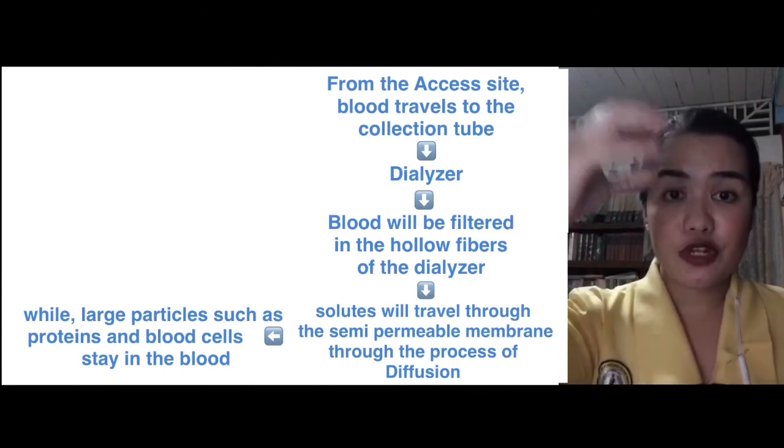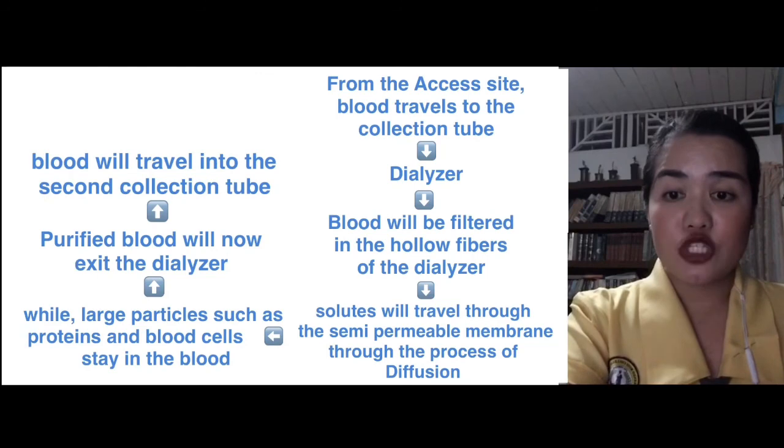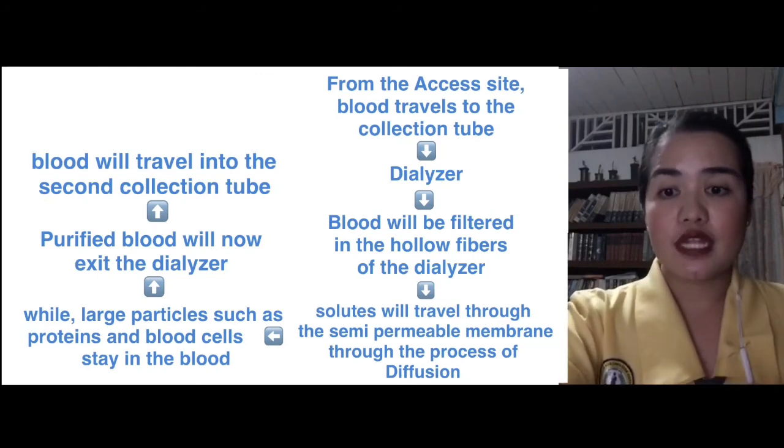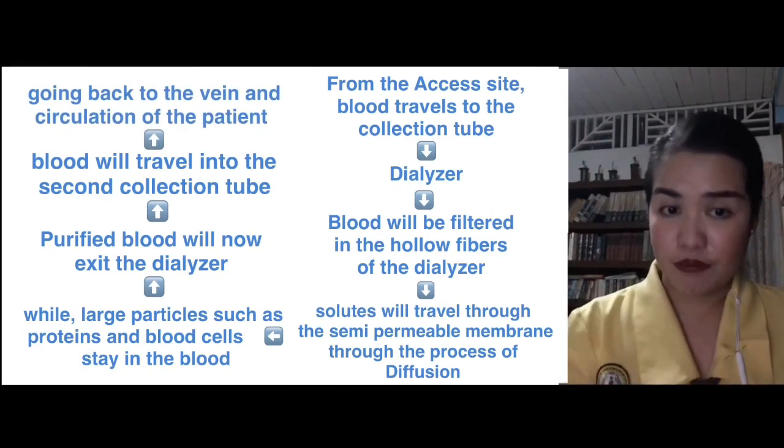So it is now purified. Once it is purified, it will now travel to the collection tube, second collection tube, then travel to the vein of the patient, then back to the circulation of the patient, and then repeats the process.